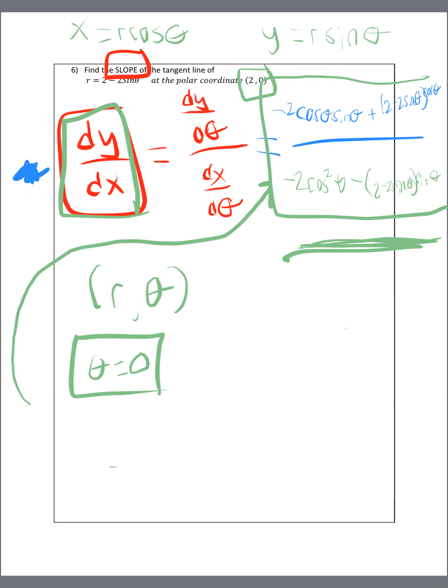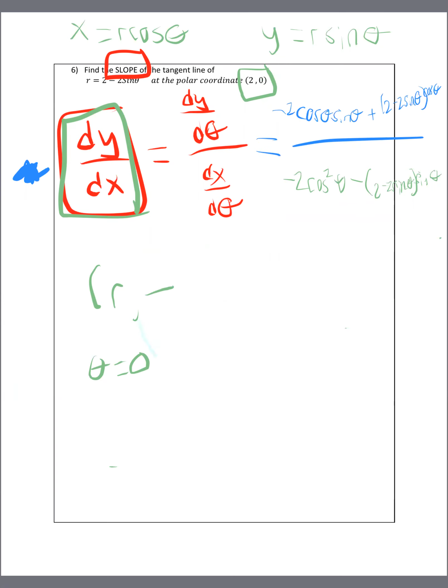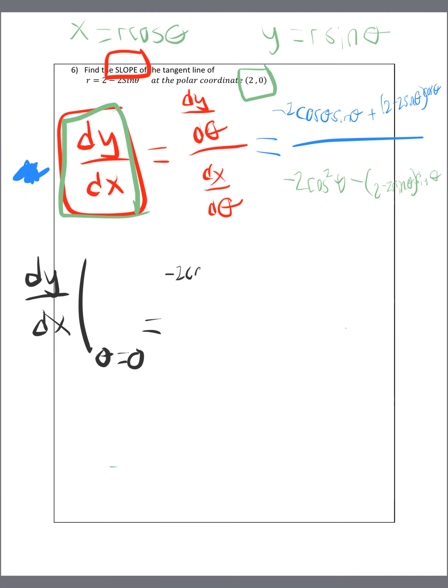And the way to notate that on your work is you write dy over dx. You draw a line and you write theta is equal to 0. So basically what this denotes is that you're plugging in 0 for every time you see a theta. So I'll do the plugging in because that's important. And then Kate, I want you to tell me what that ends up simplifying to, and we'll go term by term.